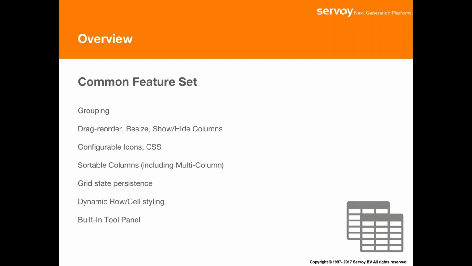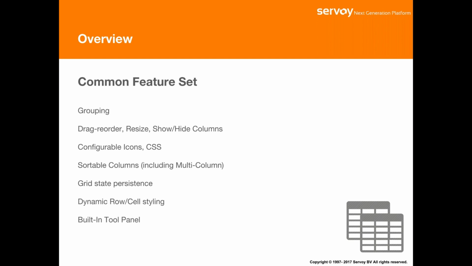You can also persist the state of the grid, and that applies to both grids. So at any point you can save out the column state of the grid, and at any point you could restore it or revert it back to what the design was, which is not something that I showed, but that's easy to do. You can dynamically style rows and cells based on values.